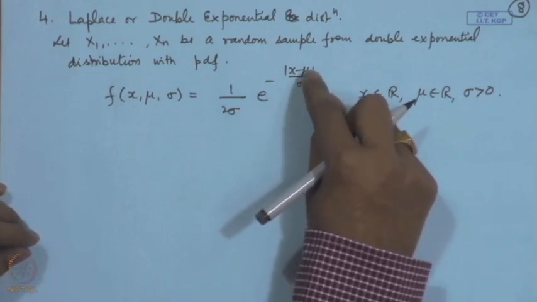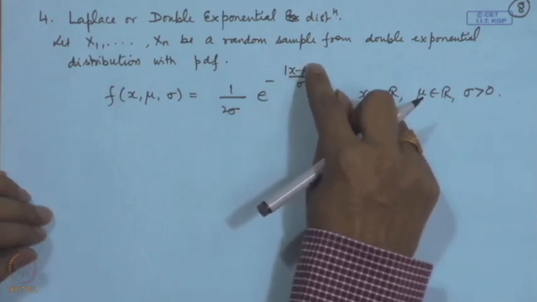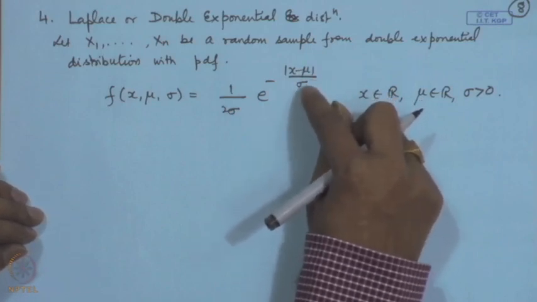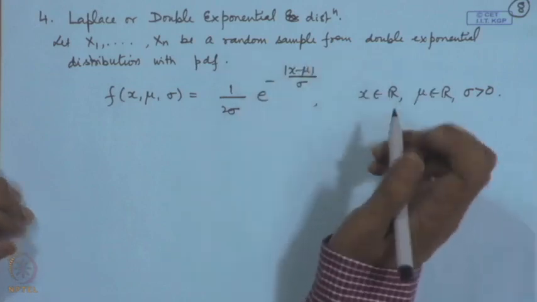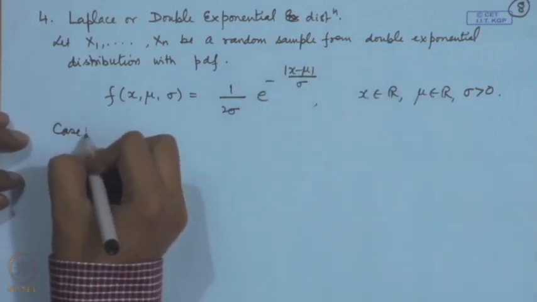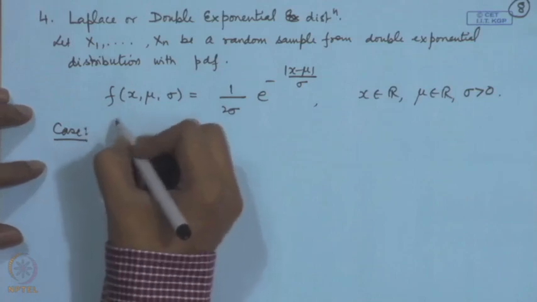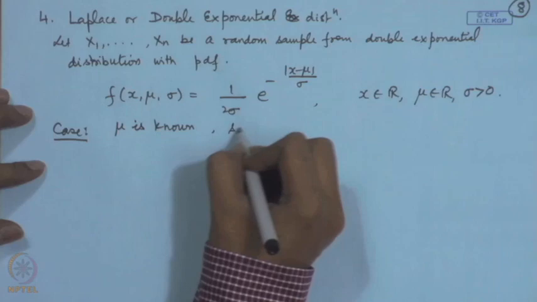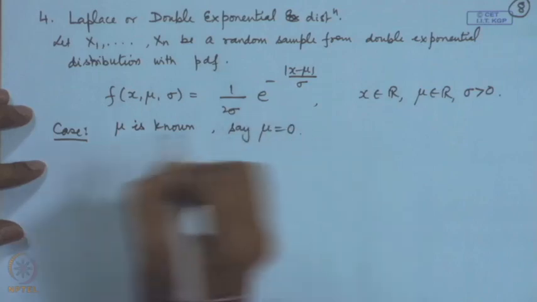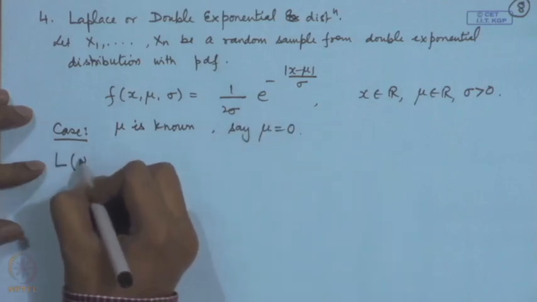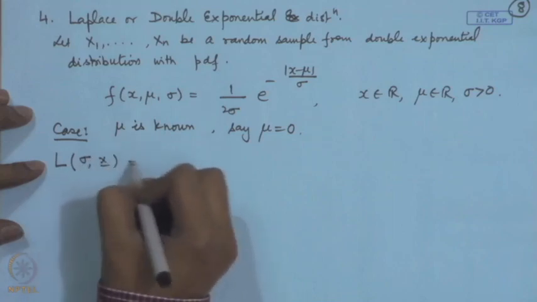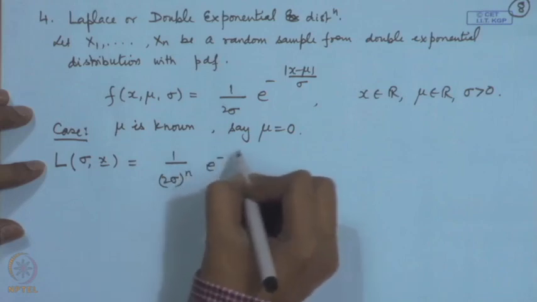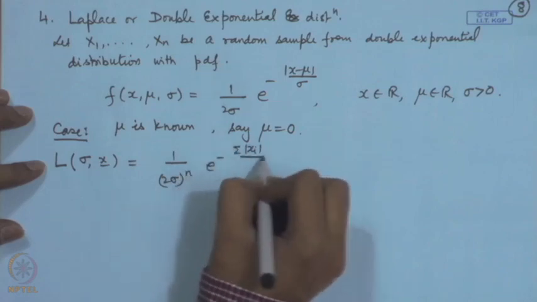As before, we may have different situations like mu may be known, so we may put it to be 0, or sigma may be known and we may put it to be 1, etcetera. So, let us consider the case when, say, mu is known, say mu is equal to 0. So, in this case the likelihood function is 1 by 2 sigma to the power n e to the power minus sigma modulus x_i by sigma.